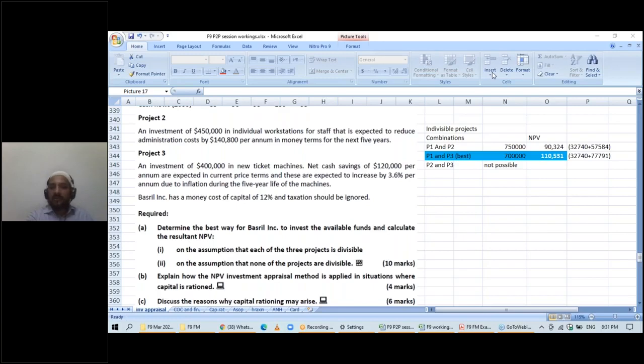So let's first of all begin with the question which was pending yesterday, BESRIL, the capital rationing question. A few requirements from that question were left, so let's first complete those requirements. So let's first read the requirements.